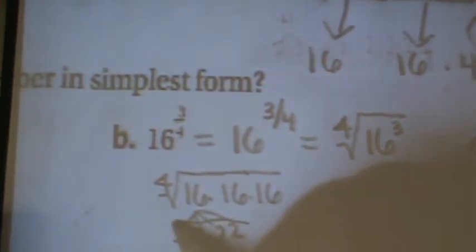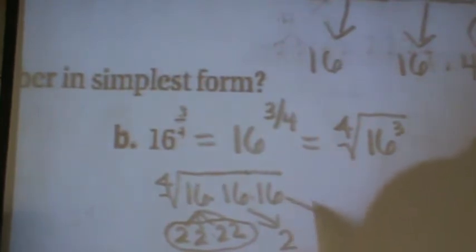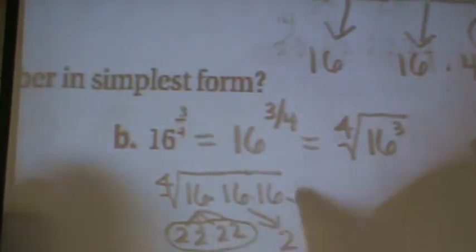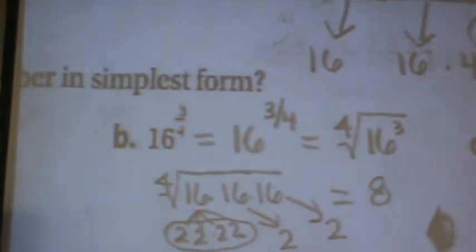So you're gonna pull this one out, and you're gonna pull out another 2 here, because that's gonna be 4, I don't have to write it out. And I'm gonna pull out another 2, so what is this answer? 8. Now type it in your calculator. Type 16 to the 3/4. Pat yourself on the back. Did you get 8?